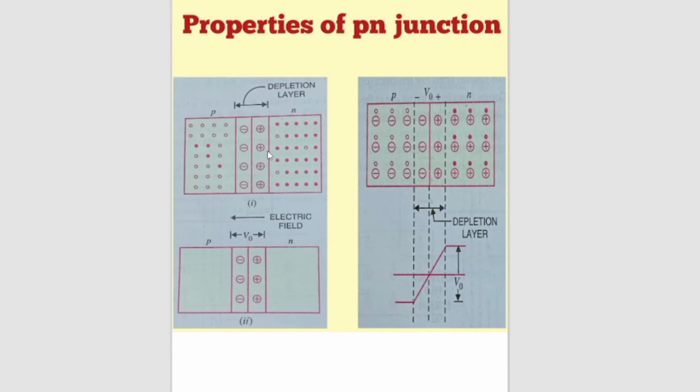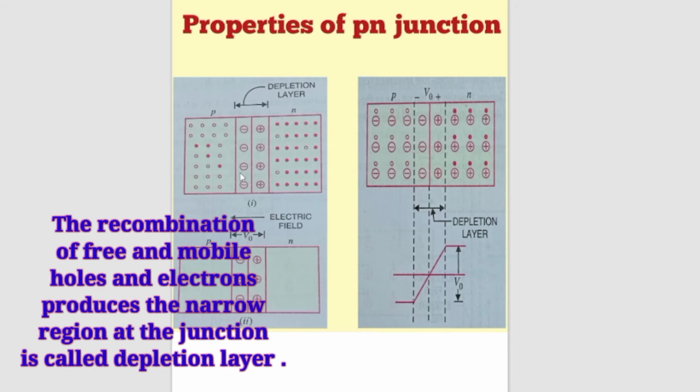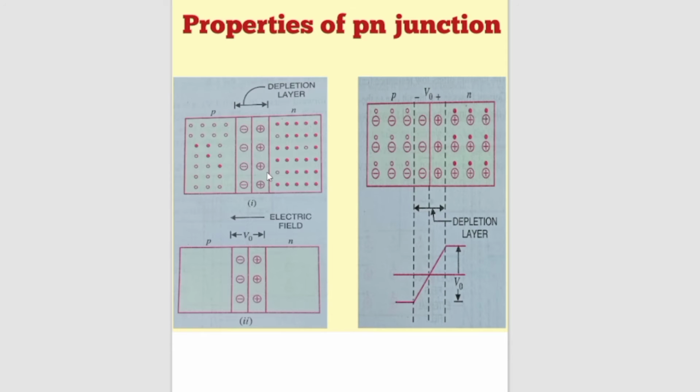These two layers of positive and negative charges form the depletion region or the depletion layer. The term depletion is due to the fact that near the junction, the region is depleted, that is emptied of charge carriers, that is free electrons and holes, due to diffusion across the junction. Remember the term depletion layer.